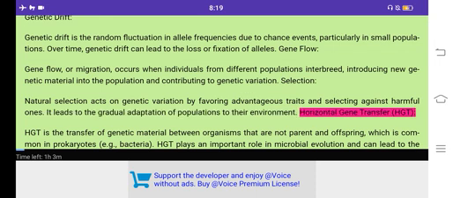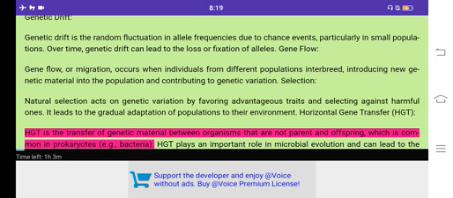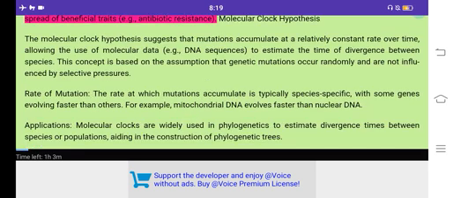Horizontal gene transfer, HGT. HGT is the transfer of genetic material between organisms that are not parent and offspring, which is common in prokaryotes e.g., bacteria. HGT plays an important role in microbial evolution and can lead to the spread of beneficial traits e.g., antibiotic resistance.